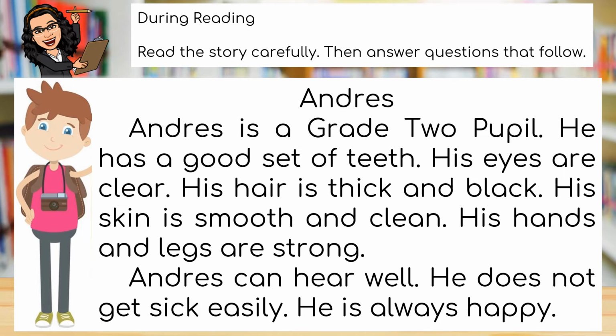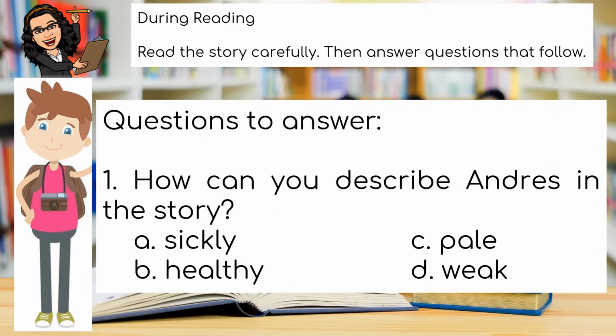Andres. Andres is a grade 2 pupil. He has a good set of teeth. His eyes are clear. His hair is thick and black. His skin is smooth and clean. His hands and legs are strong. Andres can hear well. He does not get sick easily. He is always happy. The following are the questions that you have to answer.